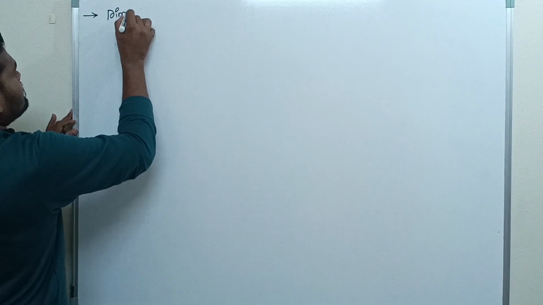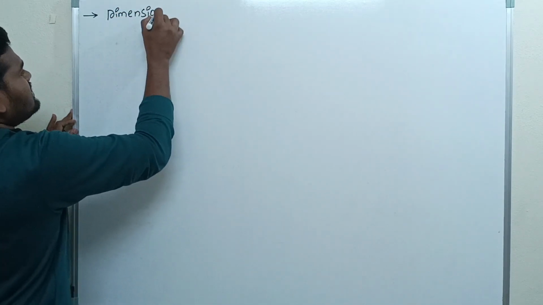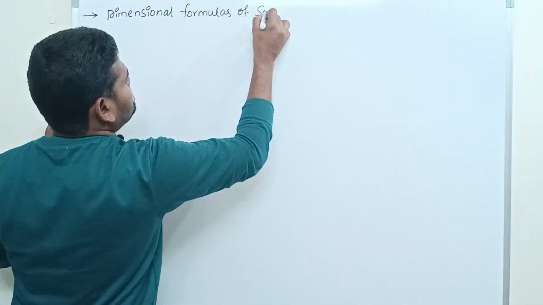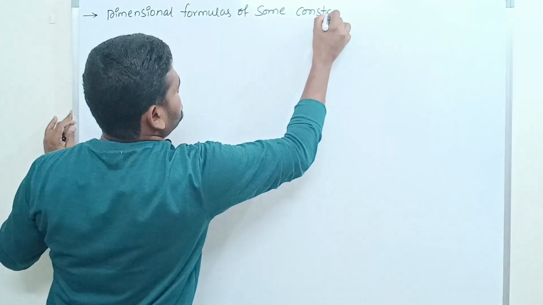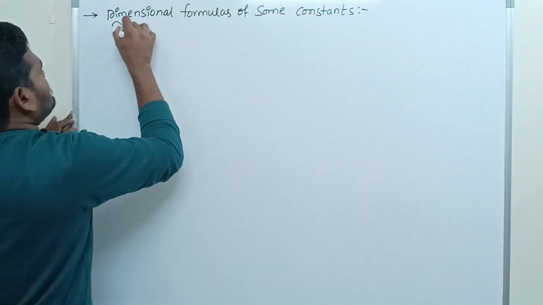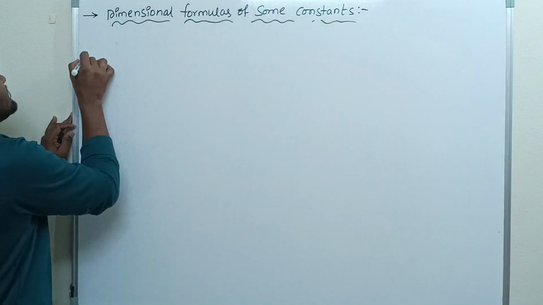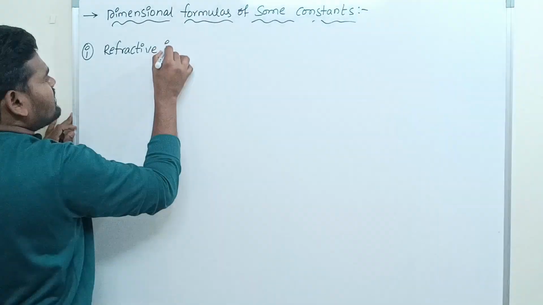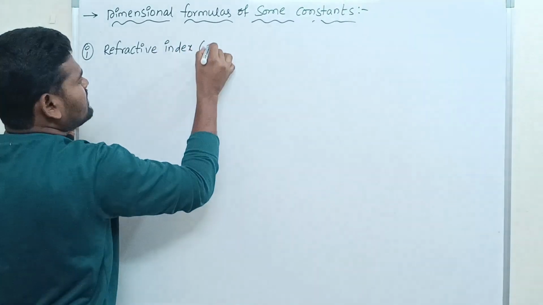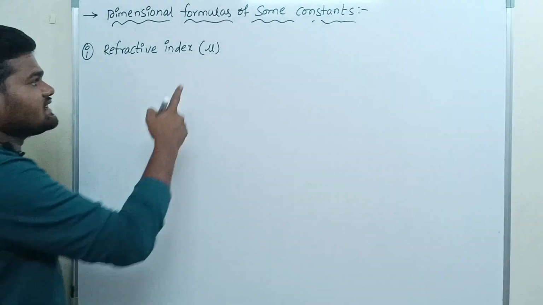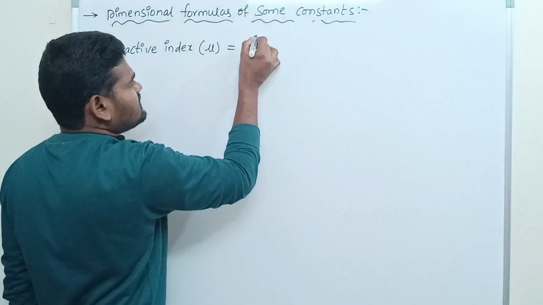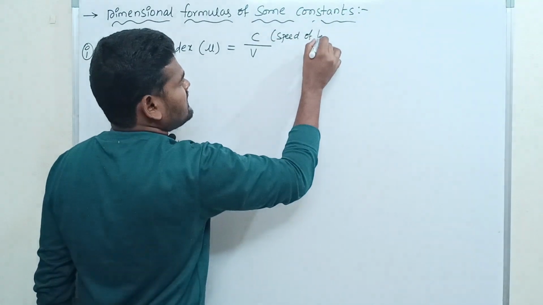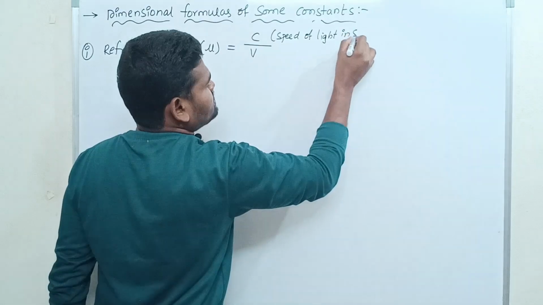dimensional formulas of some constants. Okay, first one, refractive index. First one is what? Refractive index. So refractive index can be represented by mu, this letter. Okay, mu. So that is equals to C by V. Mu is equals to what? C by V. C means speed of light in free space.